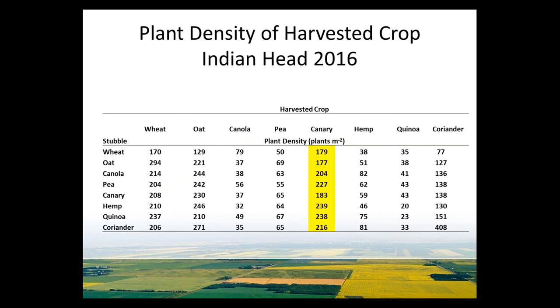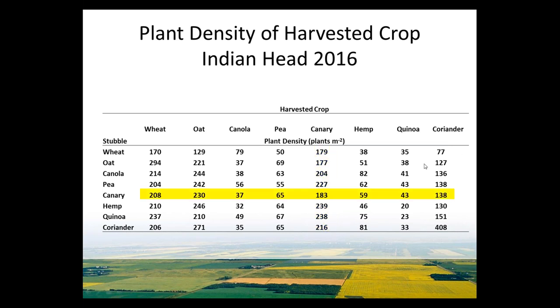So here we have the plant density of the harvested crops in Indian Head in 2016. On this side, we have the stubbles. So this is the first year crop, and this is the second year crop. So when we look, I've got canary seed highlighted here. So this is canary seed, the plant density on the wheat stubble, the oat stubble, the canola stubble, the pea stubble, and the canary seed stubble. So that's canary on canary, hemp, and quinoa and coriander.